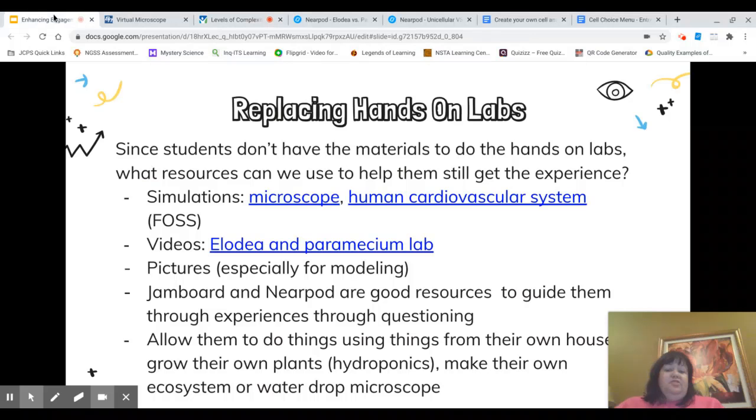But I think simulations are a great way, especially when you get into physics, to help kids understand some of these concepts. You could also do videos. We normally would have the kids look under the microscope at Elodea and paramecium, for example.